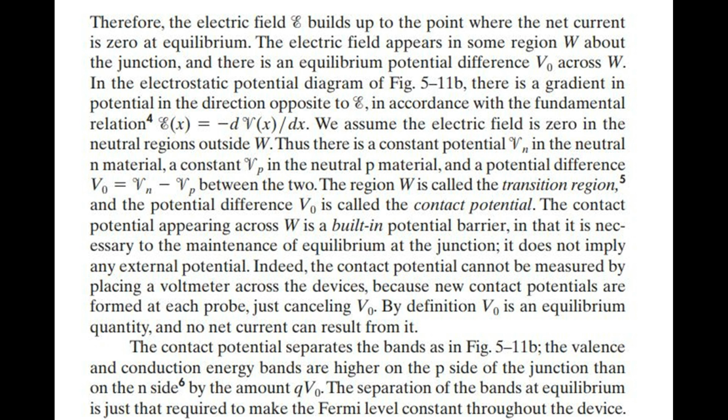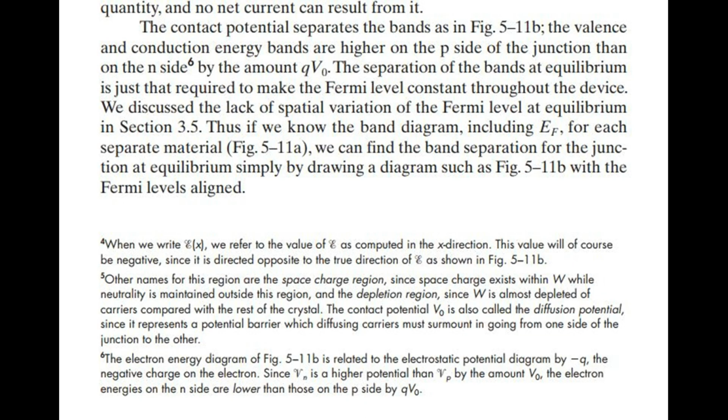The contact potential separates the bands as in Fig. 5-11b. The valence and conduction energy bands are higher on the P side of the junction than on the N side by the amount qV0. The separation of the bands at equilibrium is just that required to make the Fermi level constant throughout the device. We discussed the lack of spatial variation of the Fermi level at equilibrium in section 3.5.